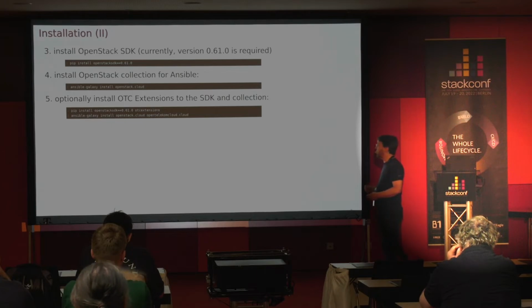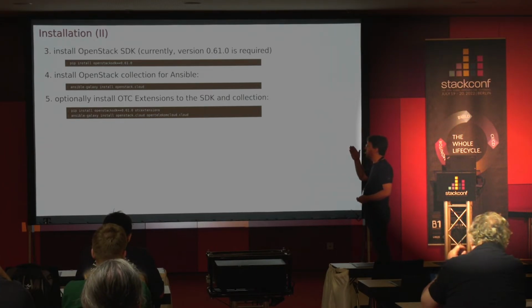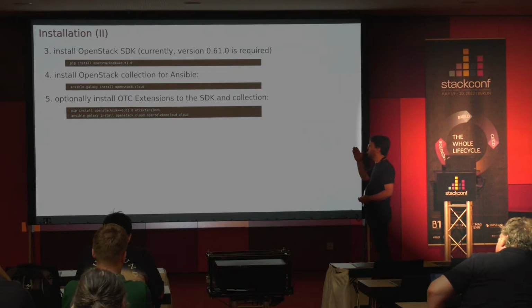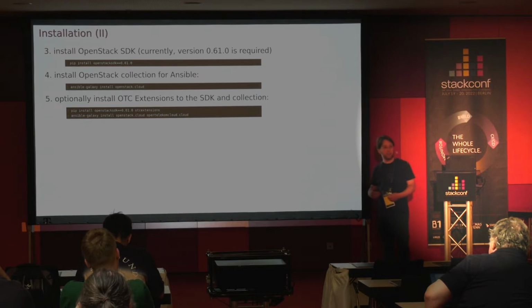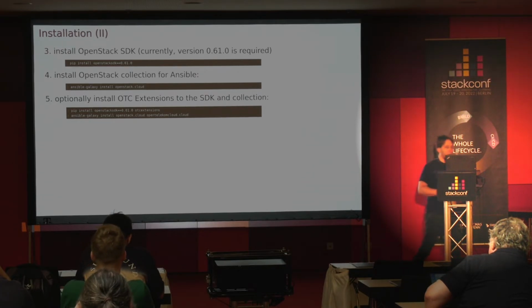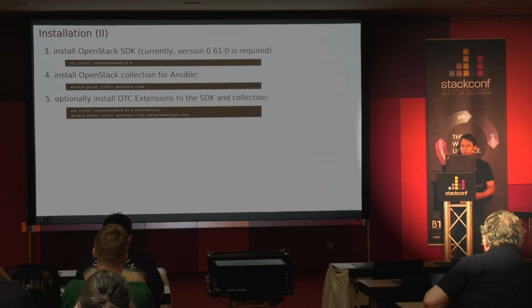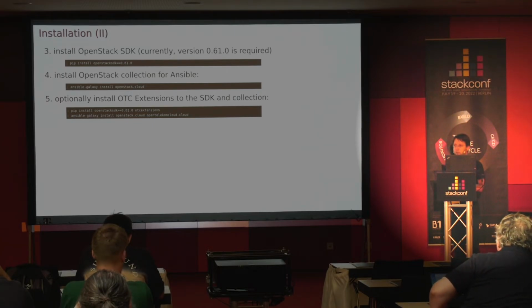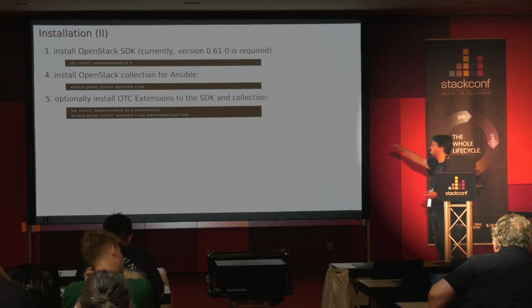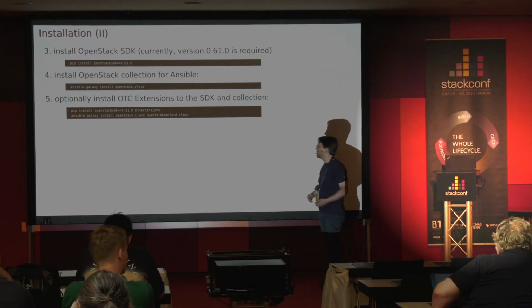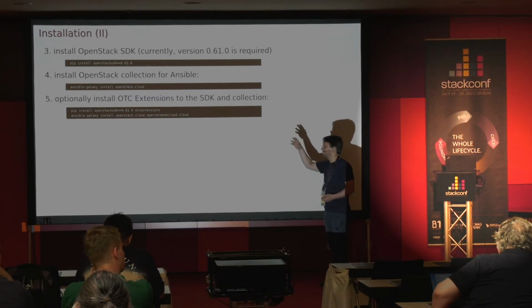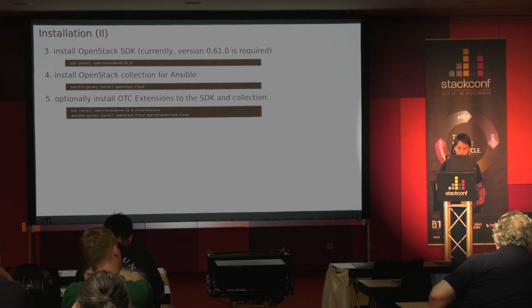As mentioned, once we have the SDK, we can also install the collection itself with Ansible Galaxy, which comes with installing Ansible itself. You just install it, or if you want to extend both the SDK as well as the cloud collections, you can use the two lines that I put here in the lower box: pip install openstacksdk 0.61.0 and OTC extensions, as well as the two collections. Good.